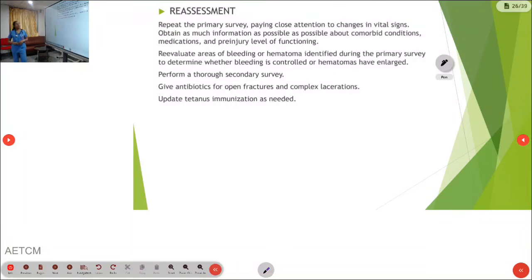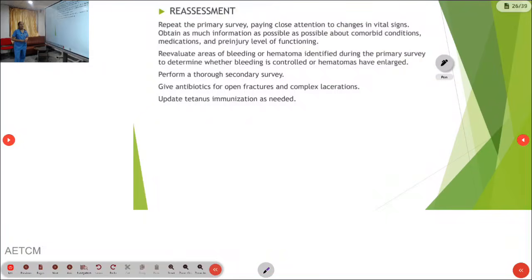So after the primary survey, we again have to pay close attention to the vitals of the patient, including comorbidities, medications and pre-injury level of functioning. We have to reassess the hematoma, laceration or bleeding site to look for any increase in bleeding. Since there is fragility of skin, there is an increased chance of expansion of hematoma, and a thorough secondary survey has to be done.